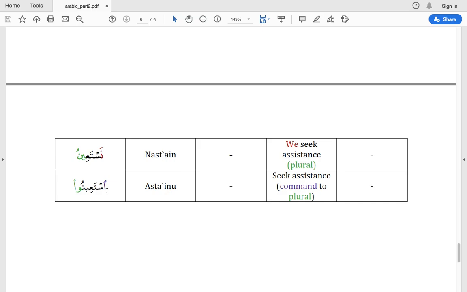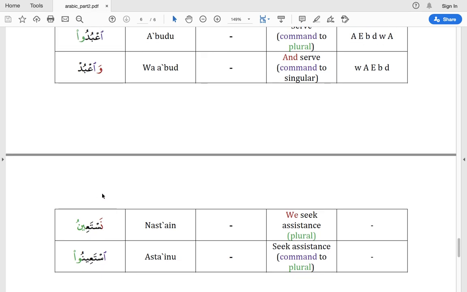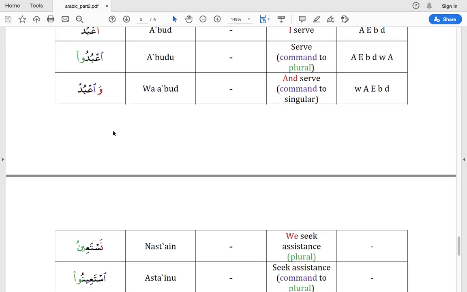Asta'inu. Alif, sin, ta, ain, ya, noon, waw, alif. Again, this is a command because of the alif at the beginning. And waw alif means it's a command to plural. Seek assistance. This is very similar to this one here. Abudu, right? You add the plural waw alif. It's a command to plurals. And then alif means it's a command. And abud means serve. Here it means seek. It means assistance. Seek assistance.